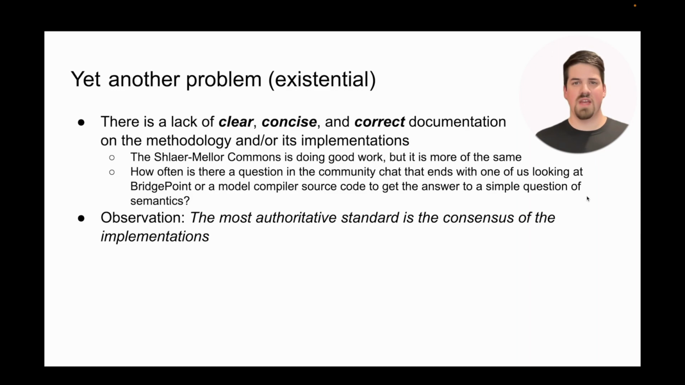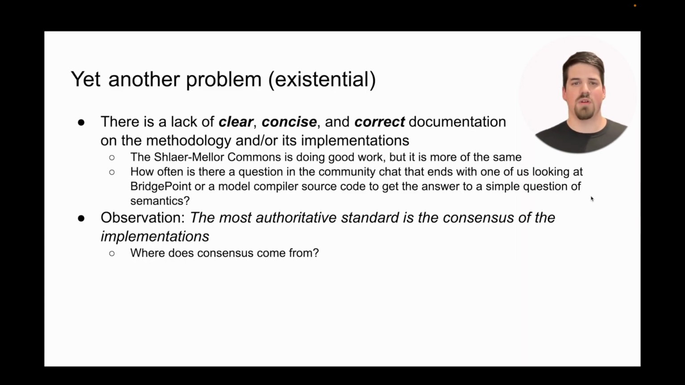Usually the most authoritative standard is the consensus of the implementations. What is verifier doing? What is the model compiler doing that I happen to be using at the time? And that's really the most important thing, because that's the code that's going to get generated for my application. But where does this consensus come from? At the moment, it's not coming from anywhere.